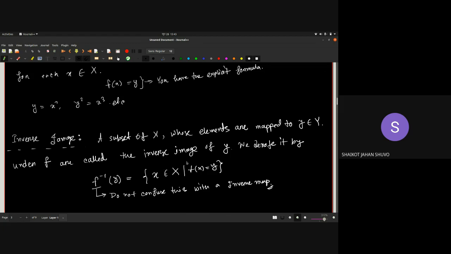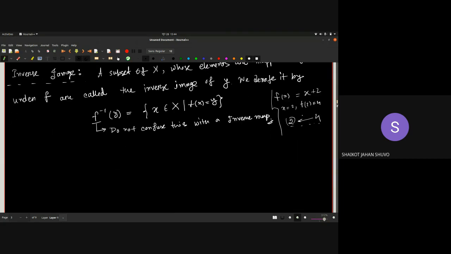And if you want an example of an inverse image, well, let's say you have some mapping that corresponds to this. It's pretty easy, something like x plus 2. Let's say x equals 2, then f of 2 is just 4. So the inverse image of this 4 would be 2. Okay, so let's move on.